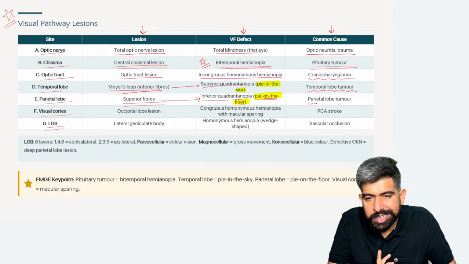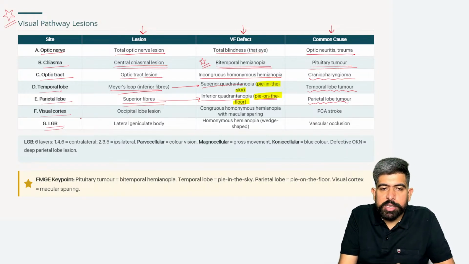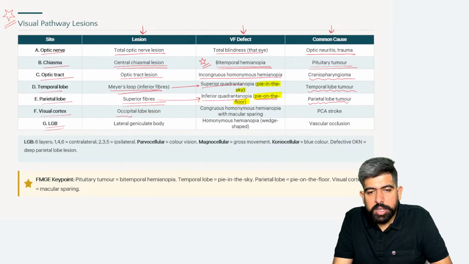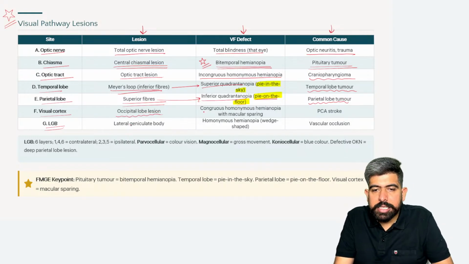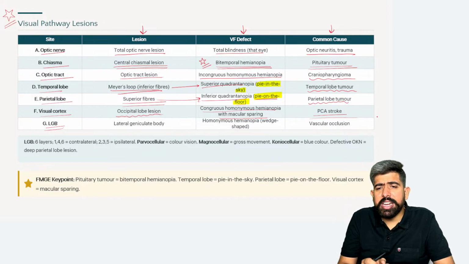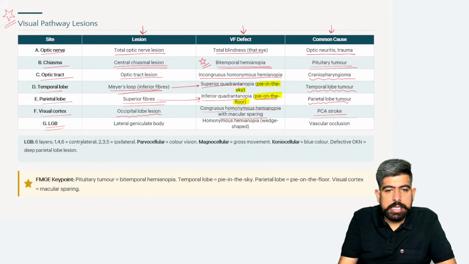Now the causes are the parietal lobe tumors. What about the visual cortex? Please remember this is the occipital. It will be seen in the occipital lobe lesion, and conversely, homonymous hemianopia with macular sparing will be seen because of the visual cortex, and this will be seen in the posterior cerebral artery stroke. The posterior cerebral artery stroke can be seen in this condition, right?